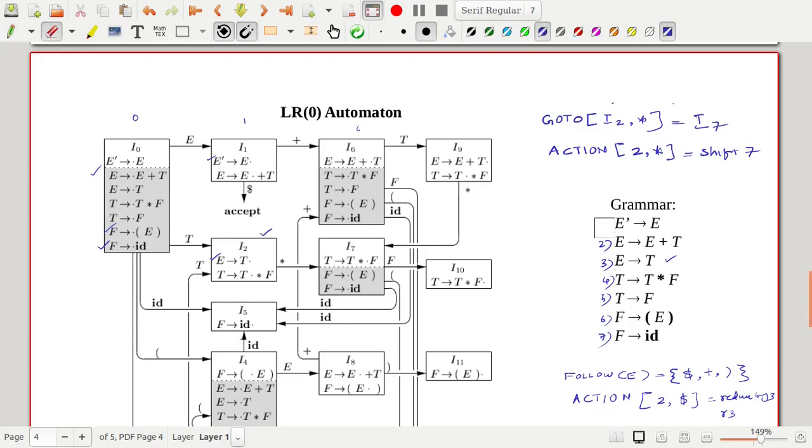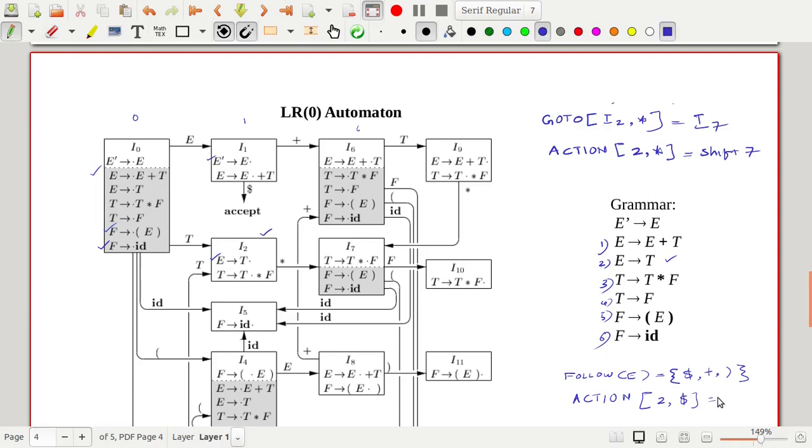We have to number from here only. Our actual grammar will start from here. This one is the augmented part, so the numbering will be like this. This convention is followed in the textbook, that is why I am using the same. Okay, 1 2 3 4 5 6. Then the action of 2 comma dollar will become reduced by 2. This will become reduced by 2 because the numbering we changed here.